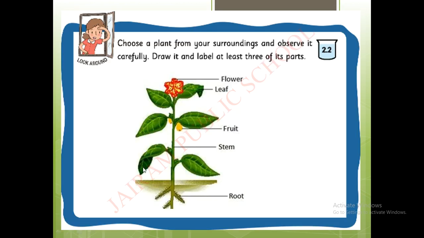Now here is a plant. Here is an activity. Look around. Choose a plant from your surroundings and observe it carefully. Draw it and label at least three parts. So you can draw a plant in the space given in your book and write three parts at least.